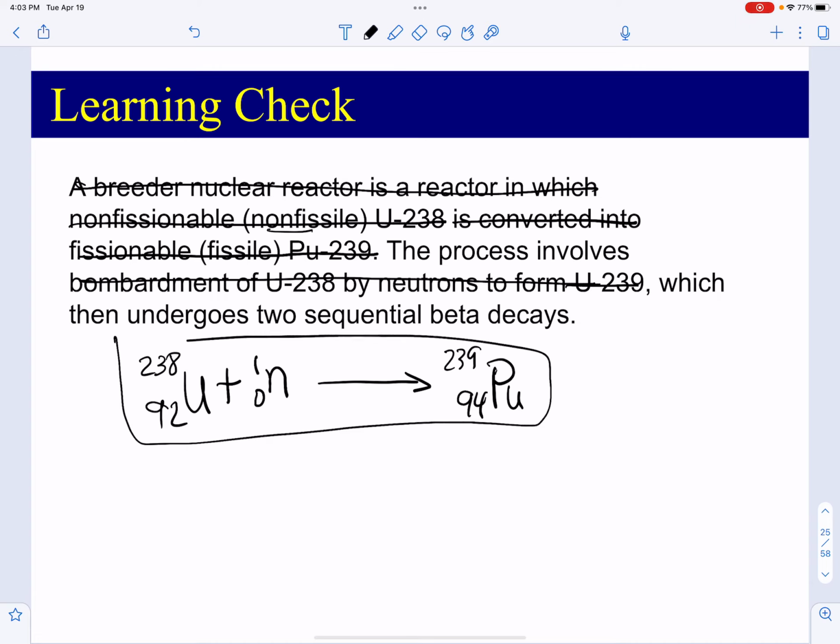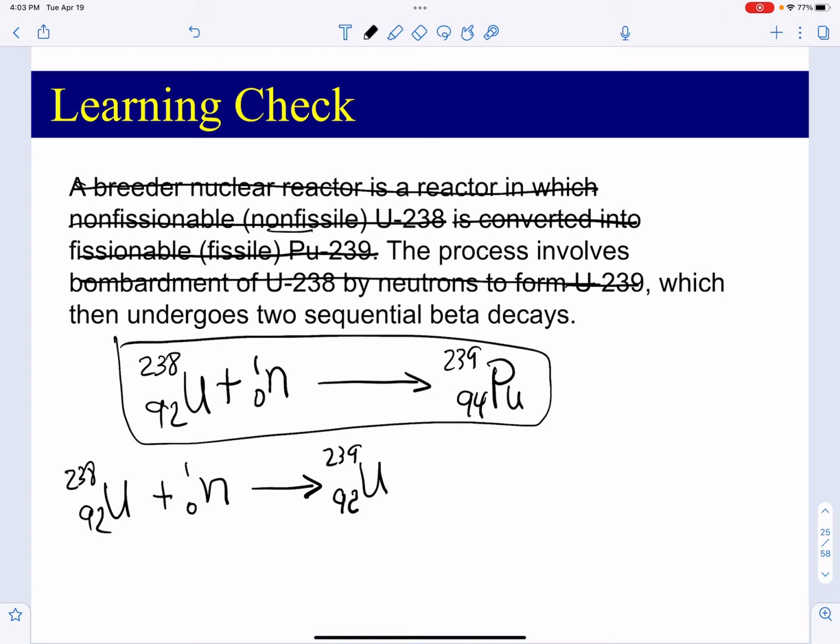So what it's telling us is that uranium-238 is bombarded with a neutron to make uranium-239, which is a balanced equation, right? Yes, it's a balanced equation.